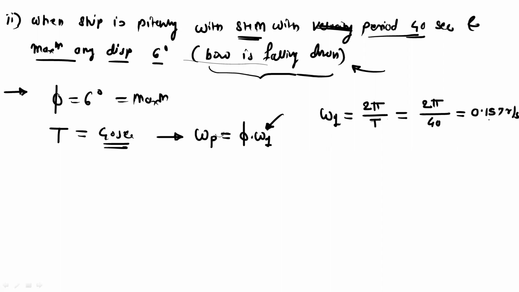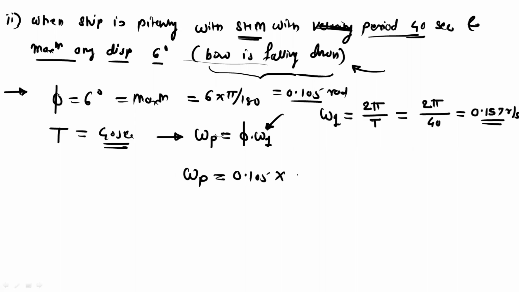So this is equal to 0.157 radian per second. This is the omega 1 value. Phi is given directly as 6 degrees, so convert this into radians. It is 6 into pi by 180, so this is 0.105 radian. And now you can find the precession velocity. It is 0.105 into 0.157, which is equal to 0.0165 radian per second. So this is the omega p value.